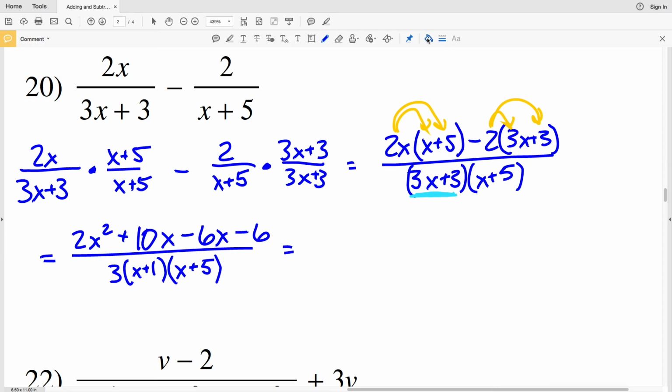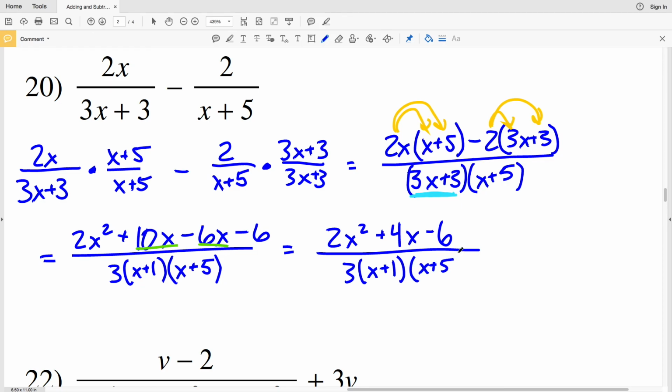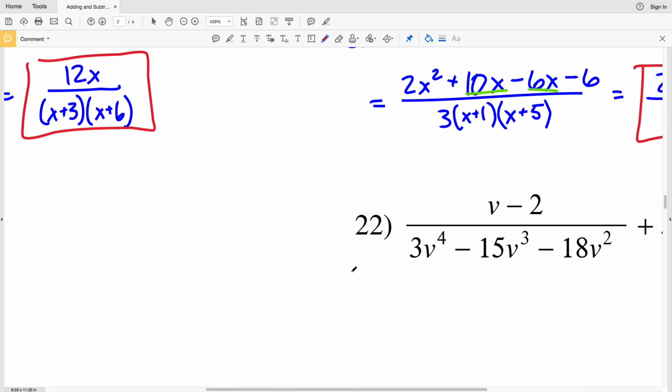And now in order to finish up, I'm going to combine like terms, which is combining 10x with 6x. So I'll have 2x squared plus 10x minus 6x is plus 4x, and then I'm subtracting 6 from that, and that's all over 3 times x plus 1 times x plus 5. And that is my solution in number 20. 2x squared plus 4x minus 6 over 3 times x plus 1 times x plus 5.